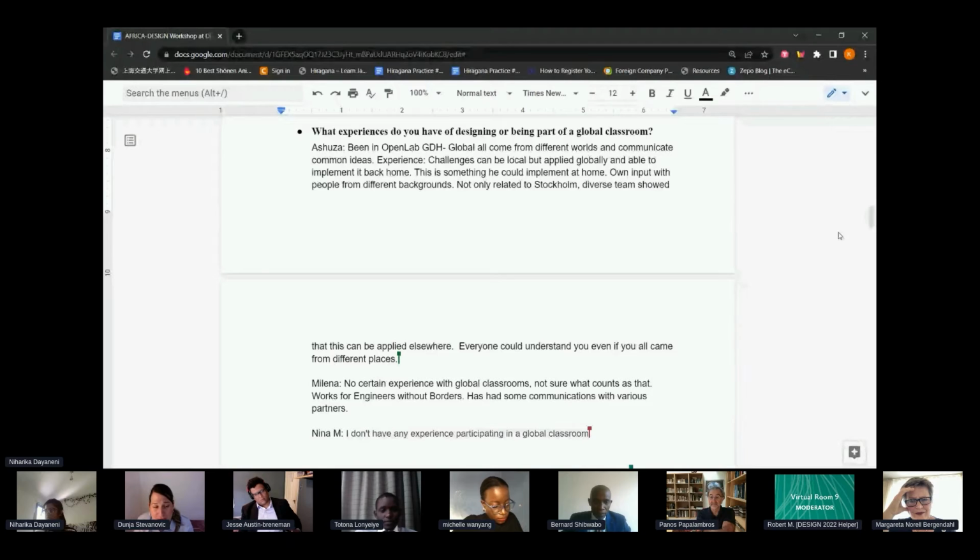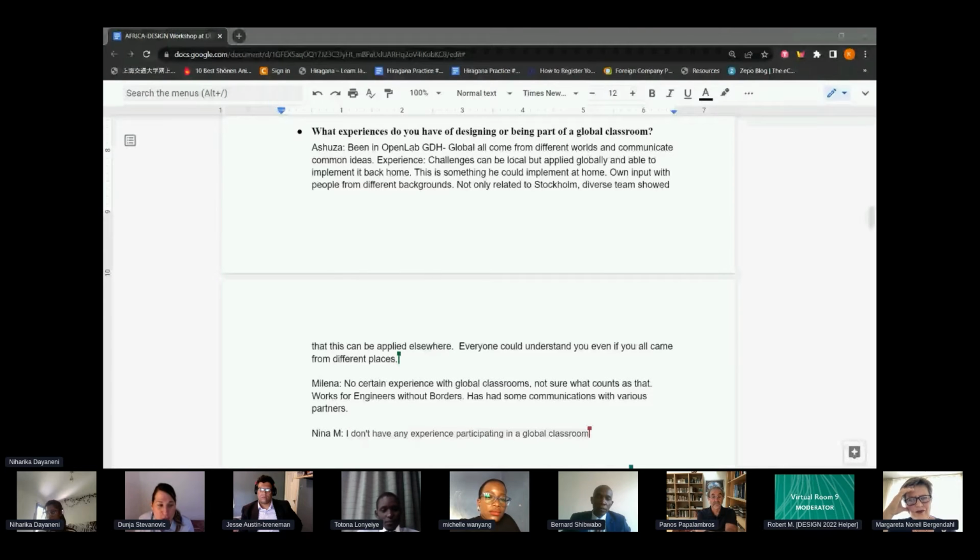And the diversity in teams, and everyone could understand you even if you came from different places. Milena, on the other hand, hadn't had much experience with global classrooms, but has worked with Engineers Without Borders, so also communicates with various partners.